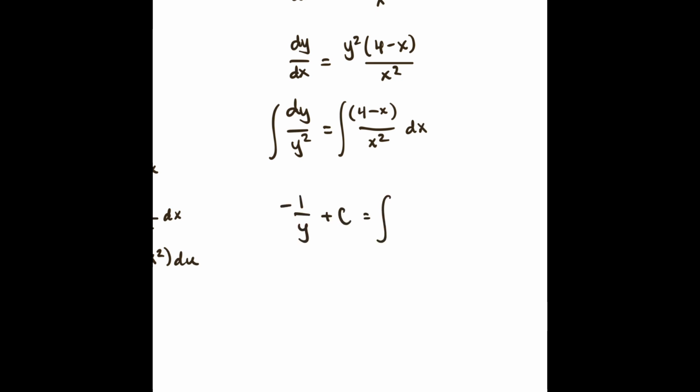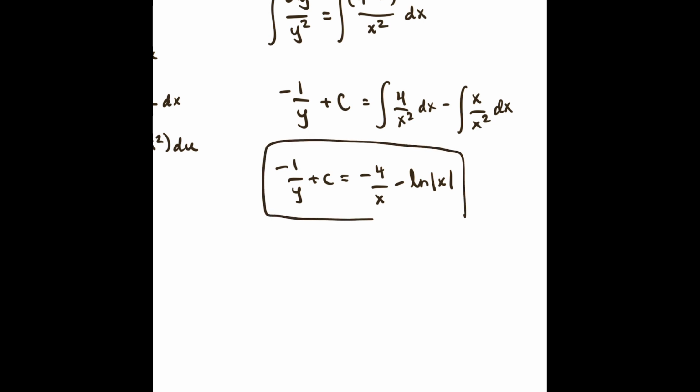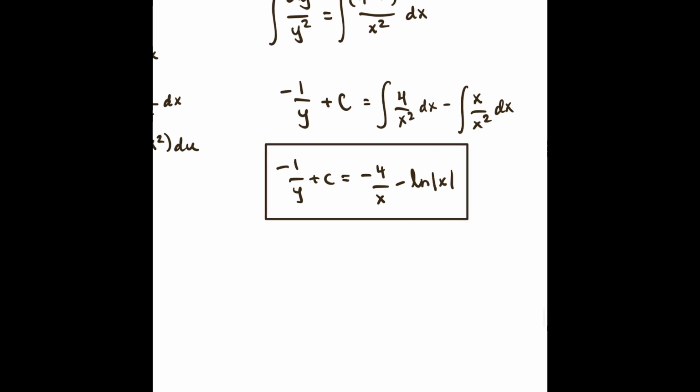And then for this integral, we'll just split it up into two different integrals. This integral is going to be -4 divided by x, and this is going to be the natural log of the absolute value of x. And that's our last equation. That's it.